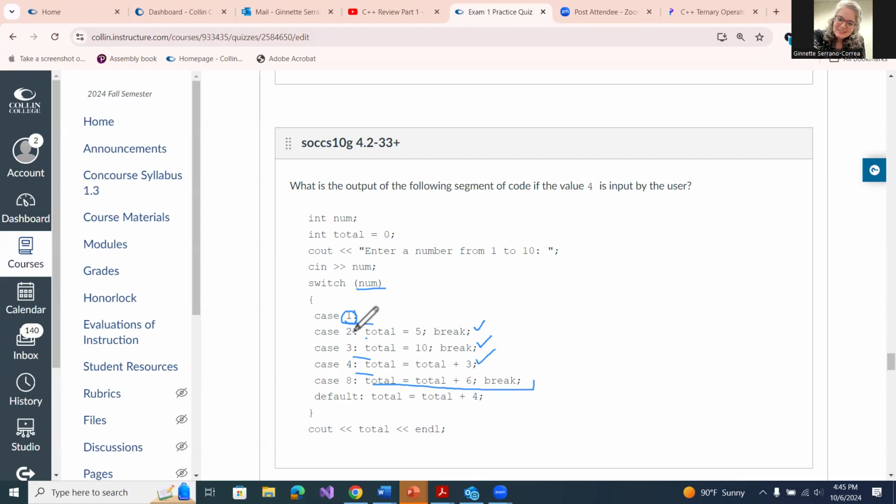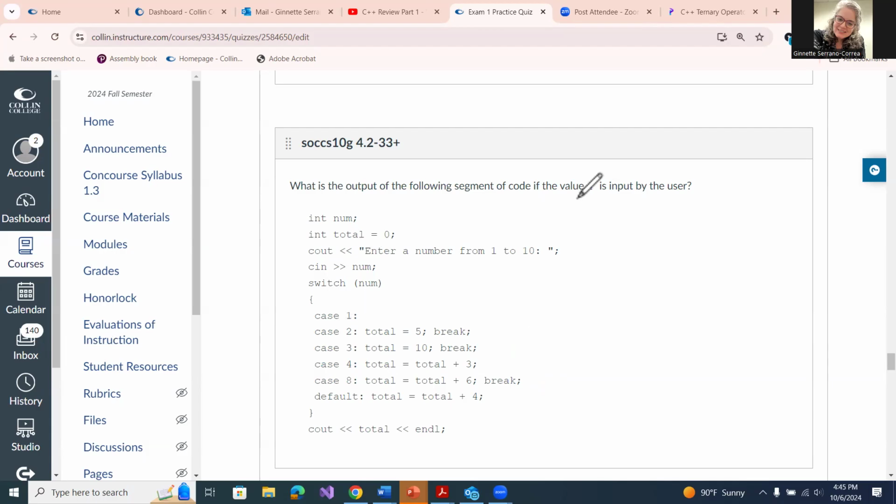If the user enters a 2, it will do this, this, this, this. The user enters a 3, it's going to do this line, this line, this line. A 4, it'll do this line and this line. So no breaks means that it just falls through.